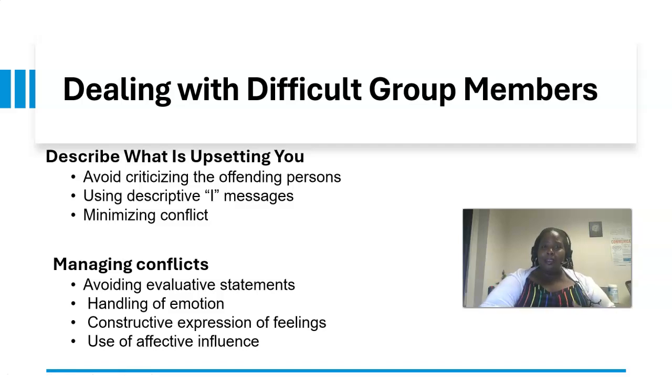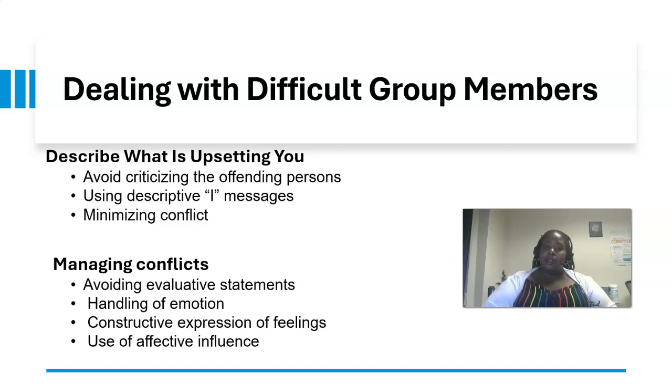Describe what's upsetting you. So don't just criticize the person, just describe what behaviors are impacting you. Use I messages. I talk about this more in my interpersonal communication class, but using I messages is structured like: I feel this when you behave this way, I think this is the course of action we have. So instead of saying you're this, you're that, I describe the feelings and the behaviors that are causing these feelings. And then minimize the conflict, figure out how important the conflict is to you and how to handle it.